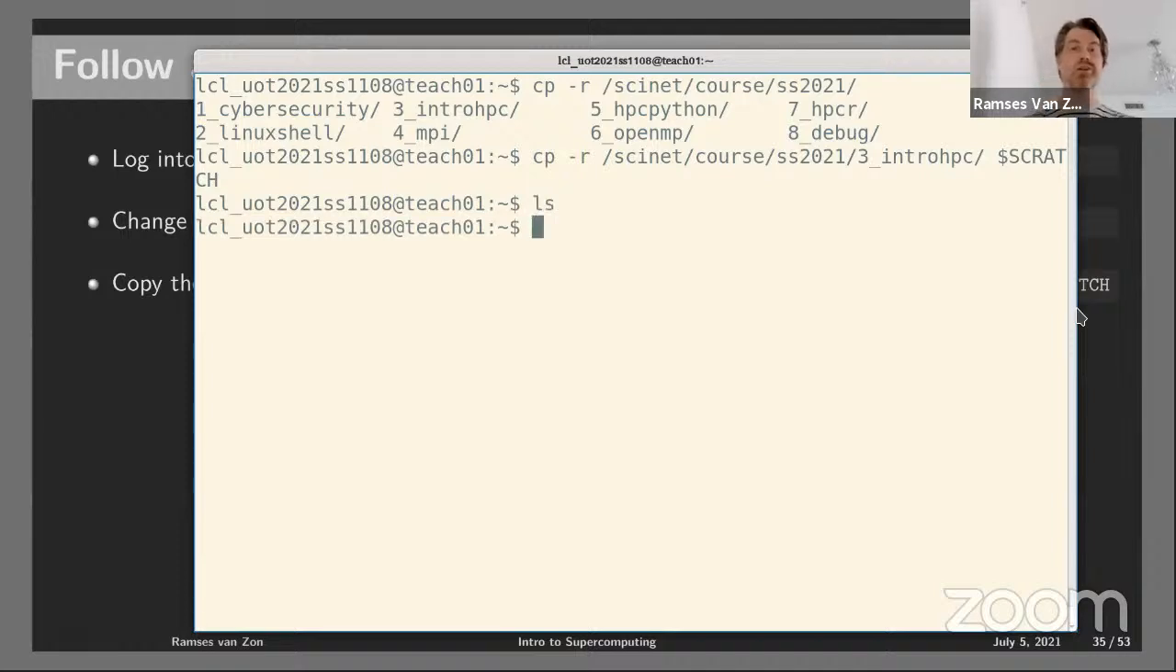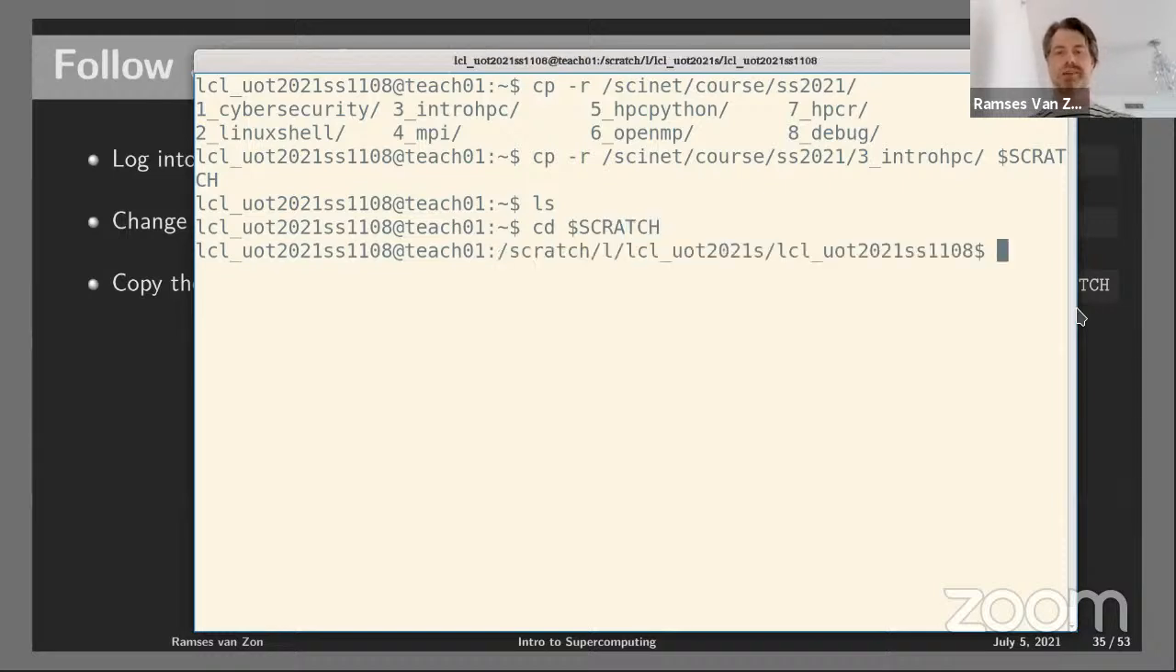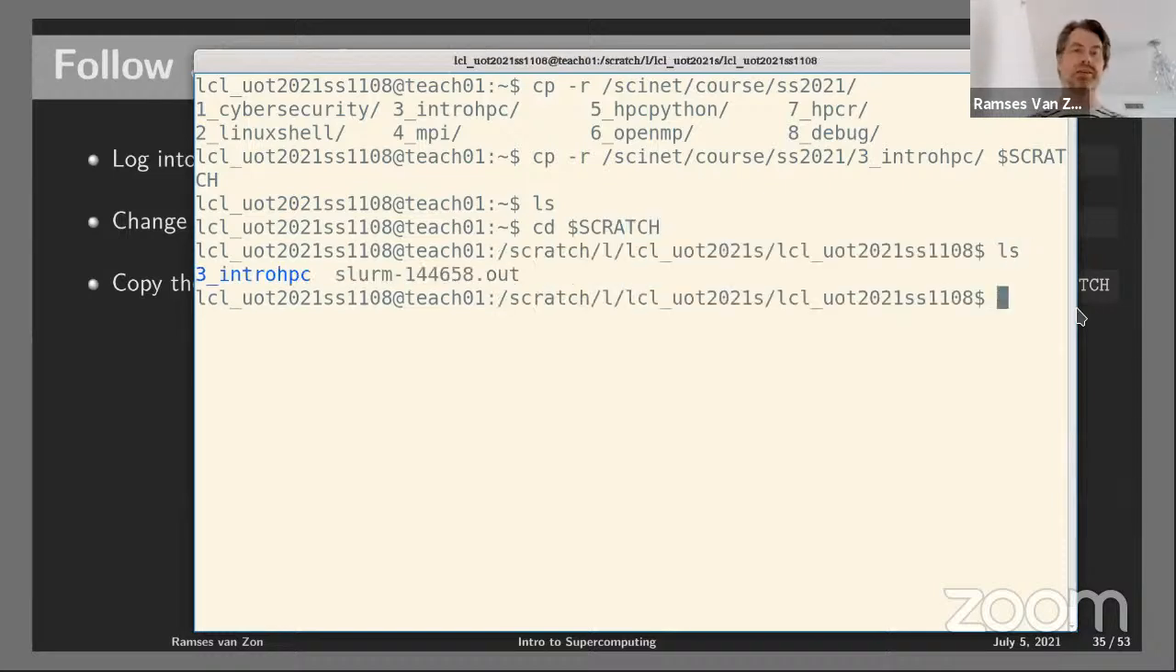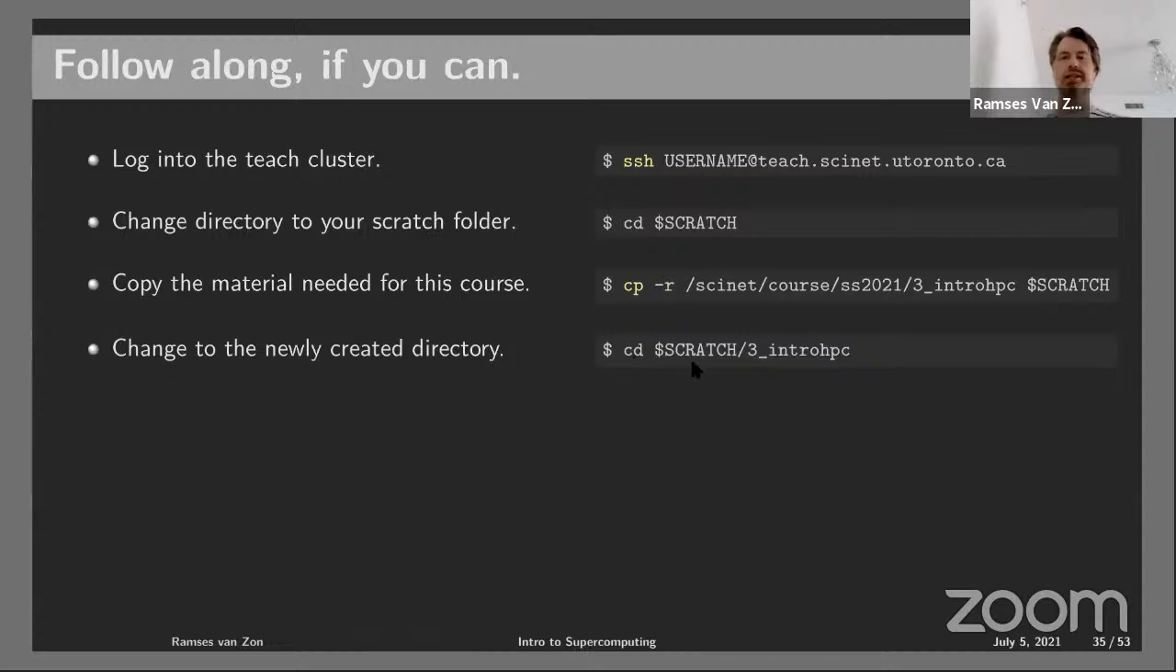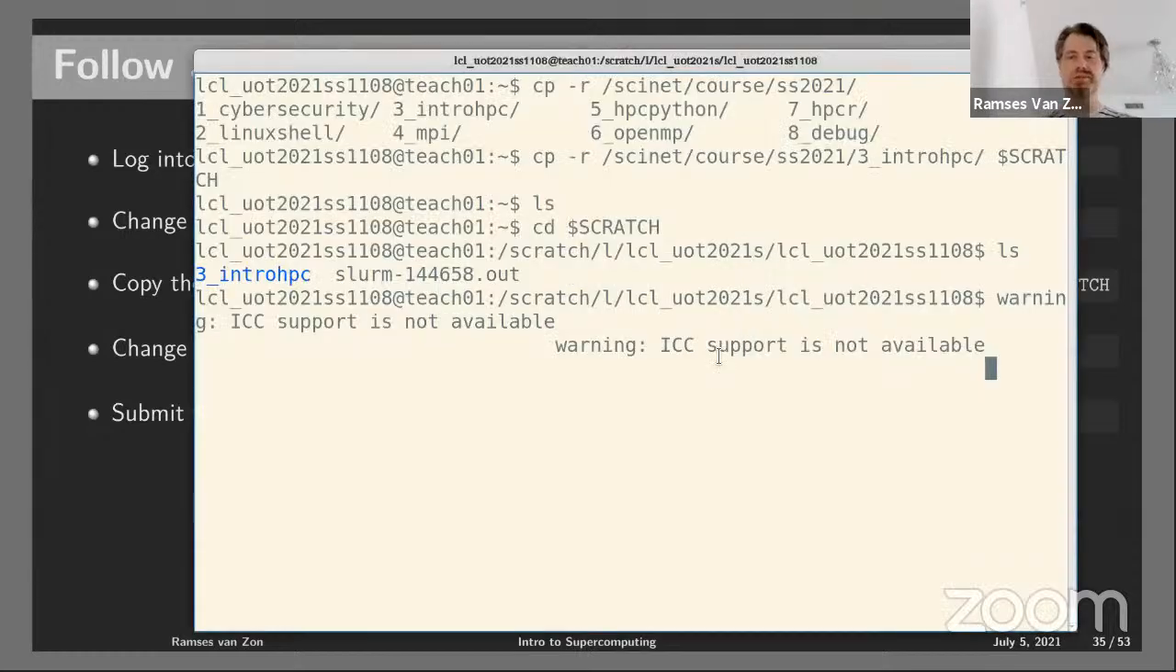Now it's in Scratch, so I don't see it here. I have to cd to Scratch to get there. And now if I type ls, I will see that directory. I must have done this before. So here's the directory. We cd to that directory, a specific directory inside of Scratch. And then we can submit the job. So let's do that.